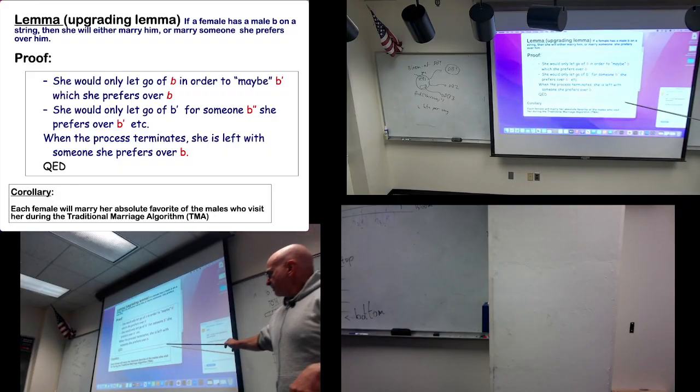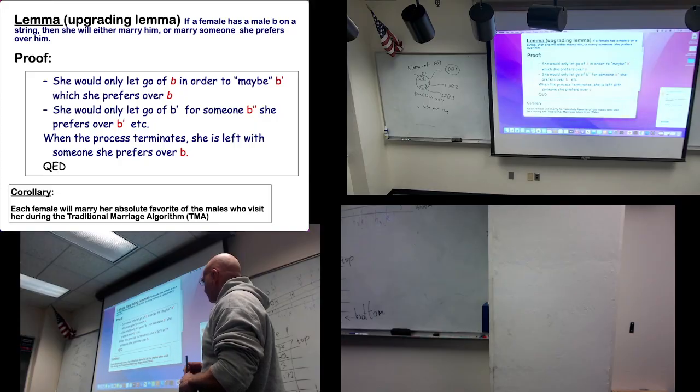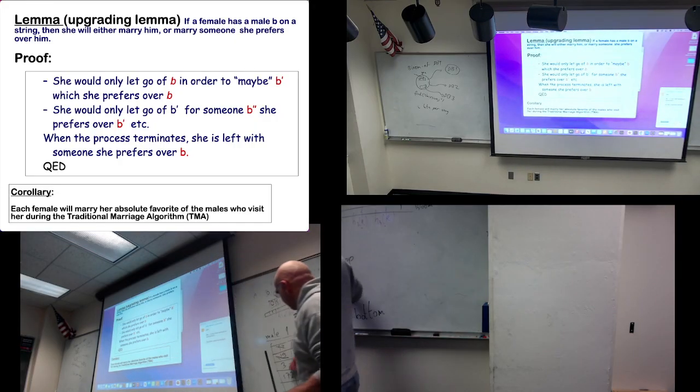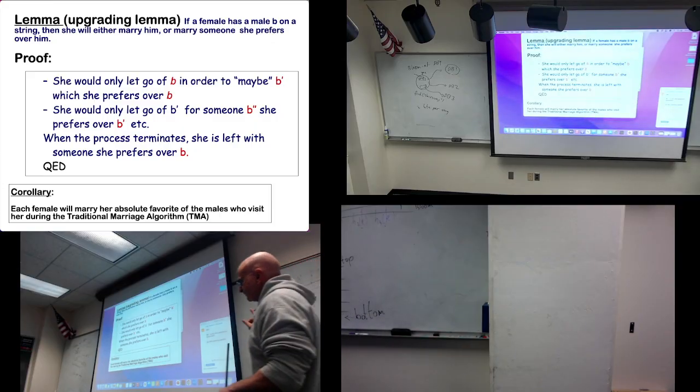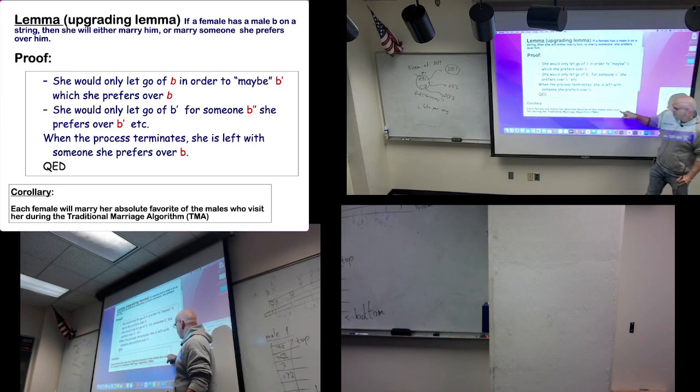And a little corollary here says that every female will marry the absolutely best male, the highest one on her list, among, and here is a caveat, among the males that actually came to visit her. That's a big caveat. It's the best male, but only from the ones that got to go to her balcony.